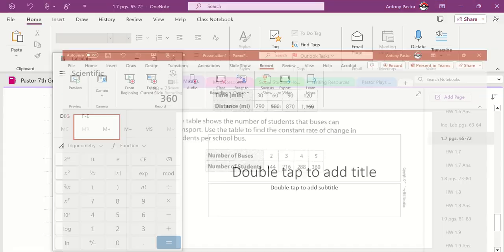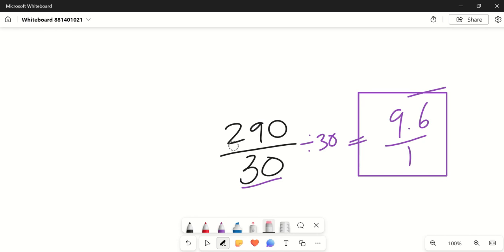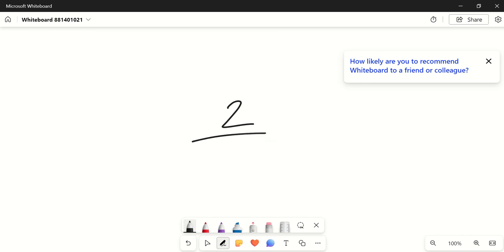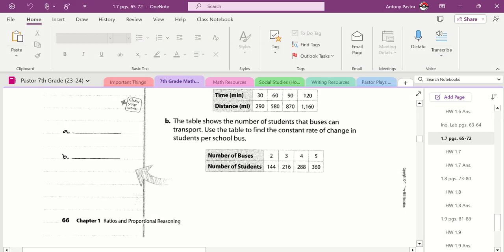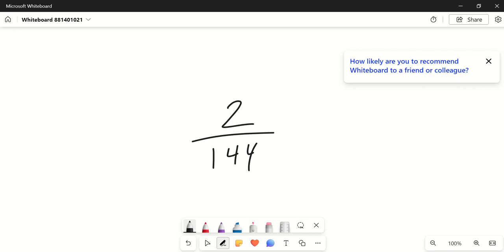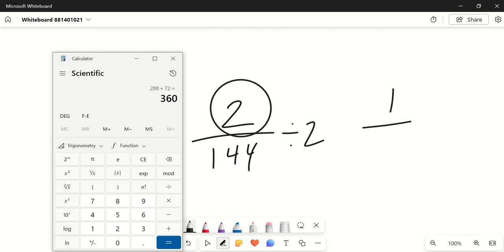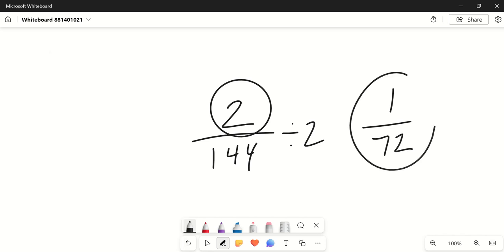Now, I'm going to take my original fraction or ratio, which was 2 school buses can carry 144 students. They want to know what is the constant rate of change in students per school bus. We're going to find out how many students can use one school bus. We're going to divide this by 2 because we want the school buses to be 1. And 144 divided by 2 equals 72. So one school bus can hold 72 students.